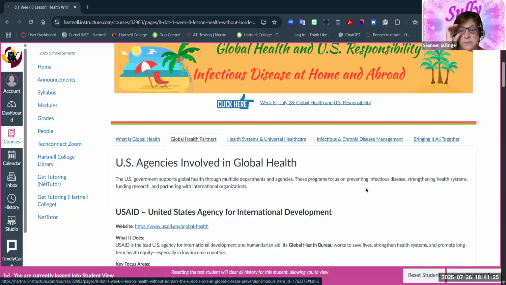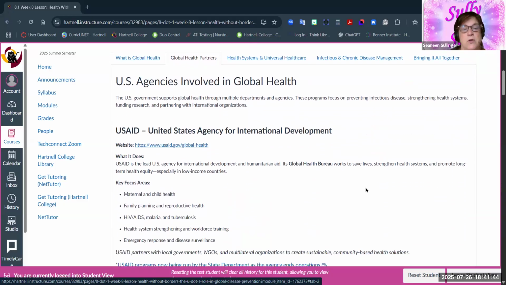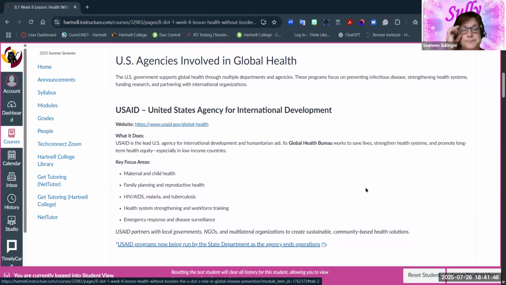Most of these programs, if not all, have different components on which they focus. Some are just prevention, some are just research, some are strengthening health systems, some actually combine all different kinds together in their organizations. So, talking about USAID, the United States Agency for International Development, there's the website there. What it does, or did, or will do through other entities now, is the lead U.S. agency for international development and humanitarian aid.